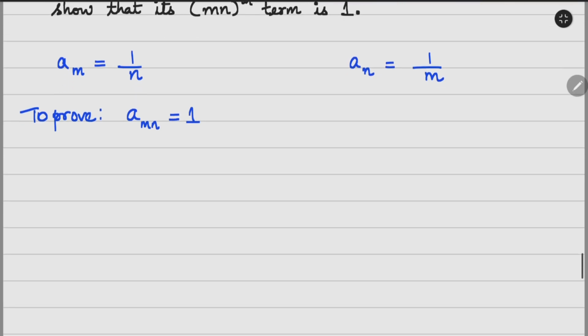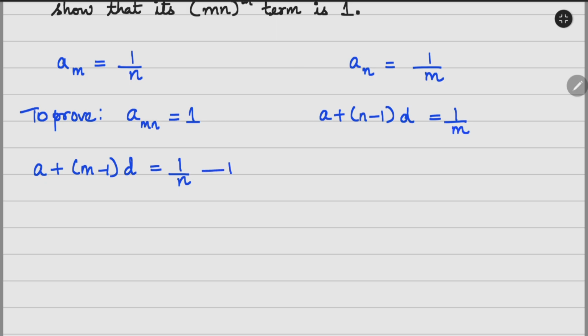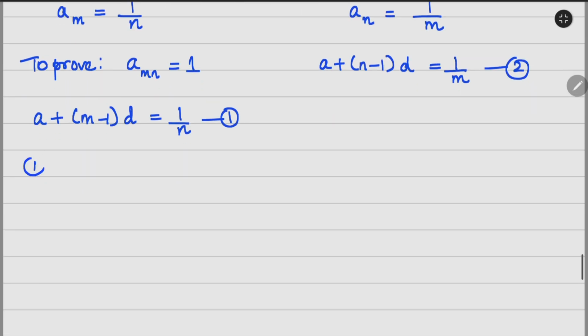Now let's expand the same way. We know the mth term is 1 by n. So this is nothing but a plus m minus 1 into d is equal to 1 by n. And a_n can be written as a plus n minus 1 into d is equal to 1 by m. We have just used the nth term formula. Let the first one be equation 1 and the second one be equation 2. We have to solve 1 and 2. So let's do the same way.